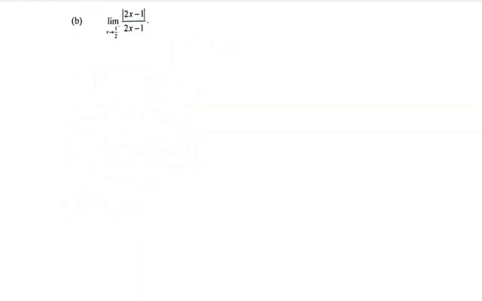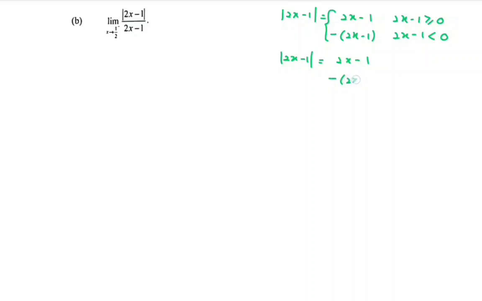Next, kindly refer to b. Limit as x approaches 1 over 2 from the left, for the function, we have the modulus of 2x minus 1 over 2x minus 1. Before we begin, let's focus on the modulus of 2x minus 1. Kindly define it: we have 2x minus 1 when 2x minus 1 is greater than or equal to 0, and negative bracket 2x minus 1 when 2x minus 1 is less than 0. So simplify. We have the modulus of 2x minus 1 equal to 2x minus 1, and negative bracket 2x minus 1. For the domain, we have x greater than or equal to 1 over 2, and x less than 1 over 2. So here we have the definition.